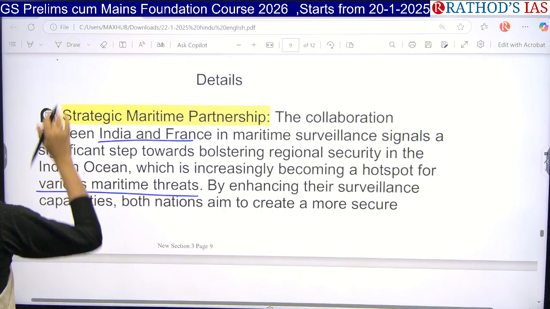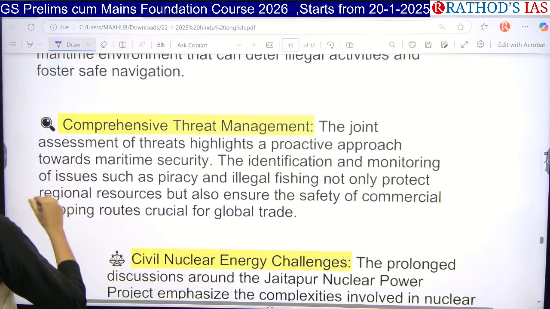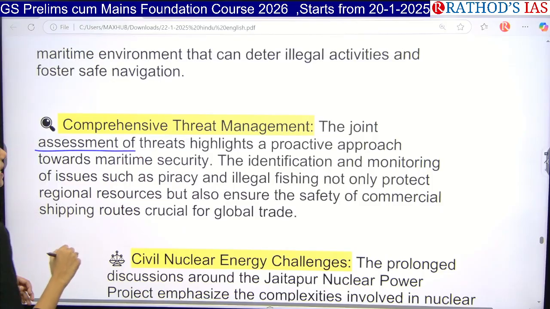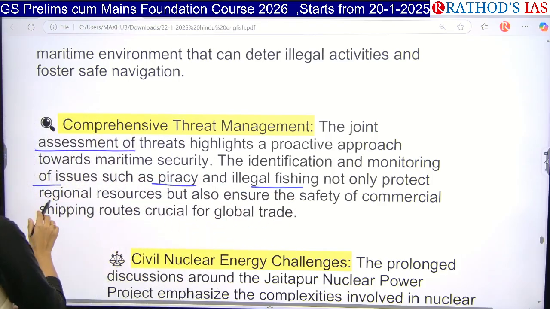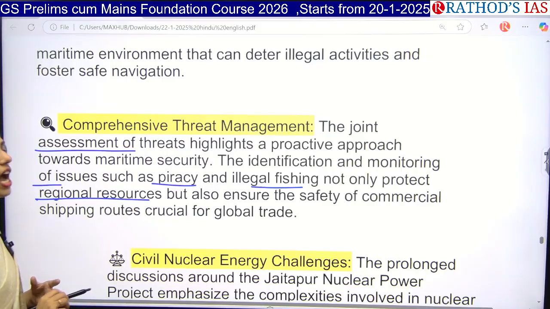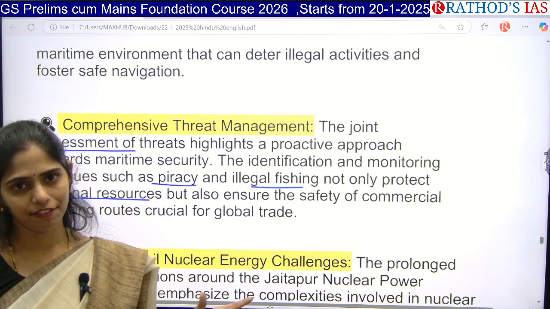The next important point is comprehensive threat management. Whenever we have a joint assessment of threats, we can go for identification and easy monitoring of issues, for example piracy and illegal fishing, and even protection of regional resources. We can also ensure the safety of commercial shipping routes, freedom of navigation, and protection of choke points, everything.